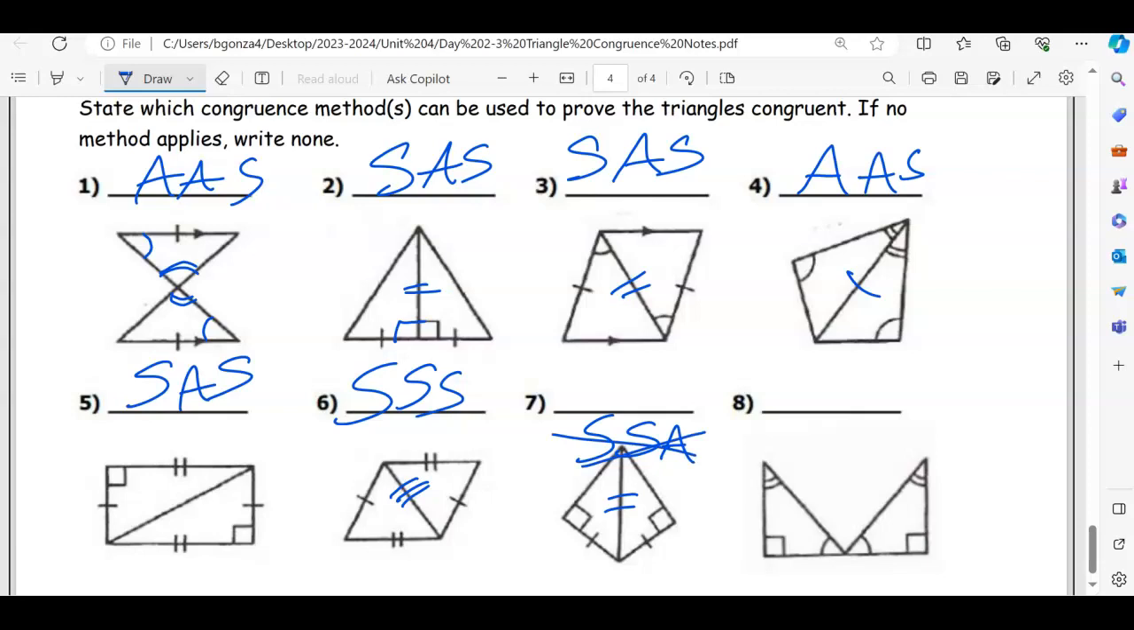can't write it. Is it a special one? Is it right? Is it a right triangle? That's why you put HL. You have to check if it's right. And it is right. Okay. So yeah, HL is correct.